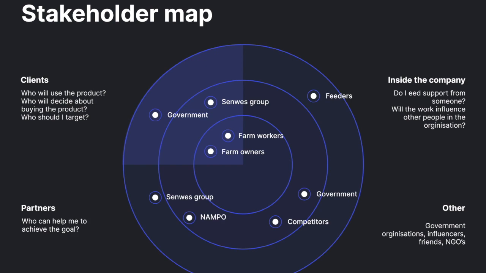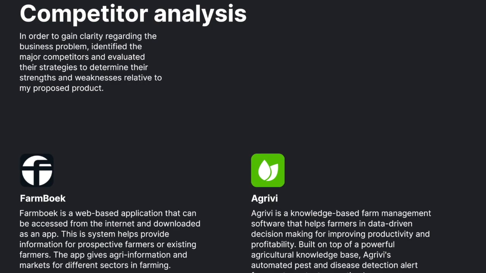After conducting business research, I was able to create a stakeholder map showing which clients will be using the product, what are the stakeholders inside the company, what are the partners, and which other stakeholders will be influenced by this product. In order to gain clarity regarding the business problem, I also identified the major competitors and evaluated their strategies to determine their strengths and weaknesses relative to my proposed product.